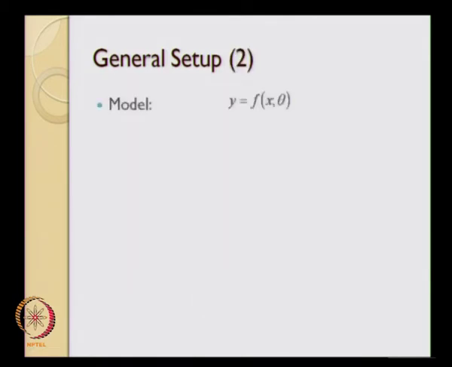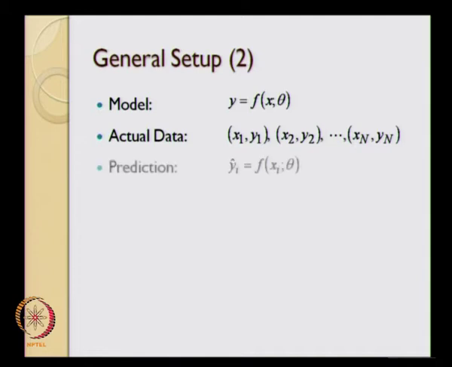Okay, so the model we will write as y equal to f of x semicolon theta. So that is the model we are interested in. We are interested in finding the values of theta that will in some way give a best fit for the y equal to f of x curve. The actual data, again to recap, consists of x1 y1, x2 y2, and so on up to xN yN.